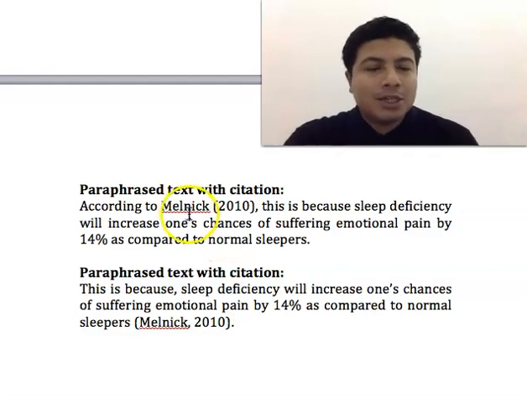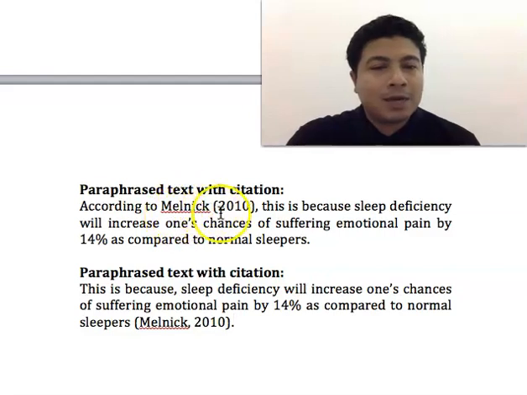If the citation is at the beginning of the sentence, the name is outside the bracket. No need to have a comma. So the name, bracket, the year, and close bracket, and the citation.